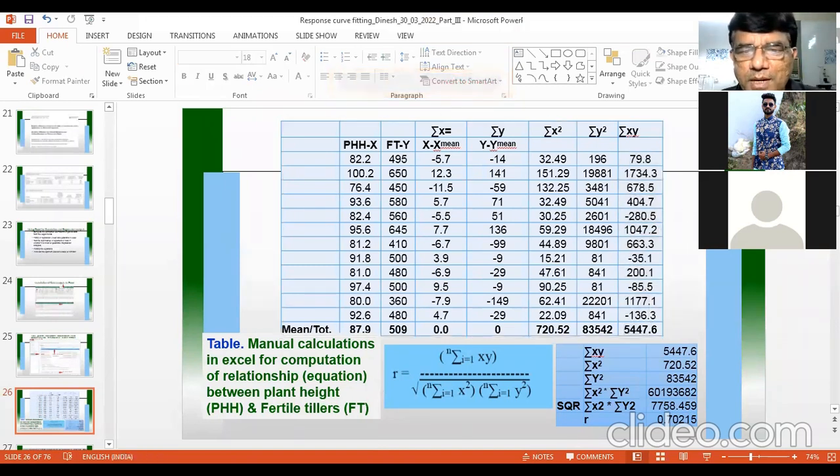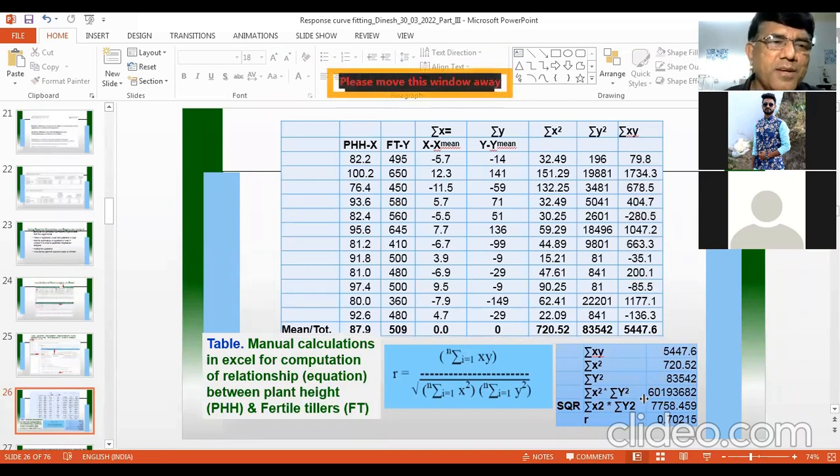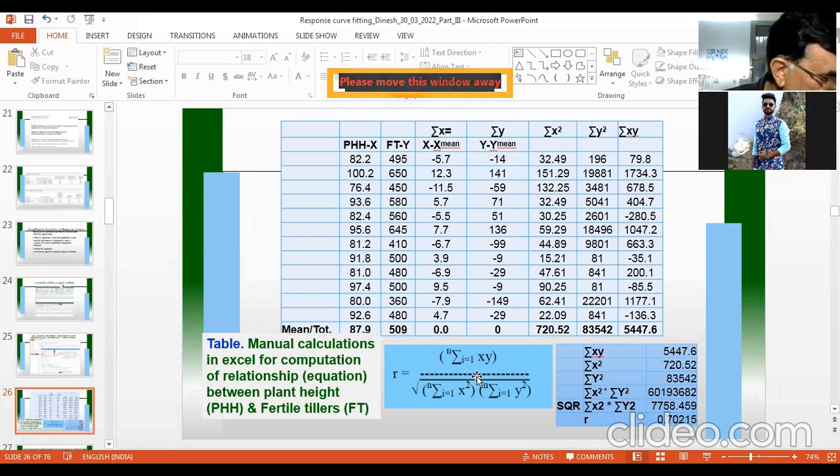So you have all these: summation xy, summation x square, summation y square. From these, you can calculate the value of B and A very easily, and then you can put them in the equation. You can also calculate the value of the correlation coefficient like this, and you can square it to make the coefficient of determination. So any problem in this simplest exercise?